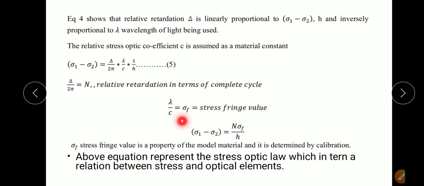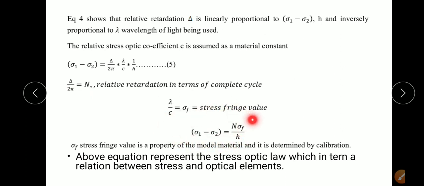So you have the stress optic law equation, that is sigma 1 minus sigma 2 equal to capital N into sigma f by h. This is the very important and final equation of the stress optic law. Here N is obtained from the fringe order and sigma f is obtained from lambda by c.